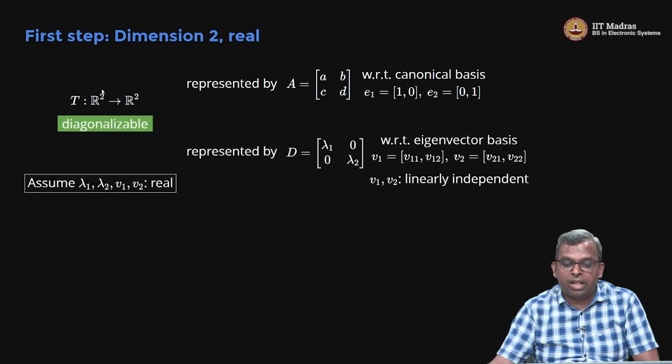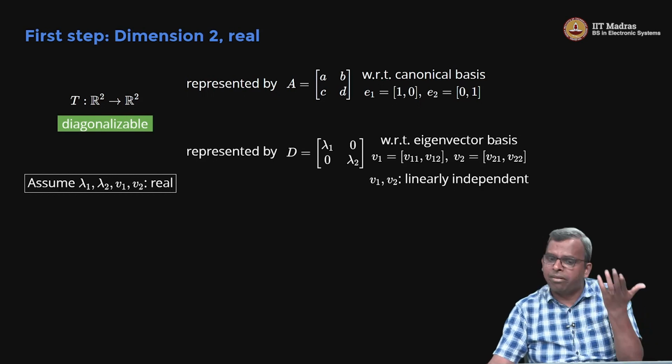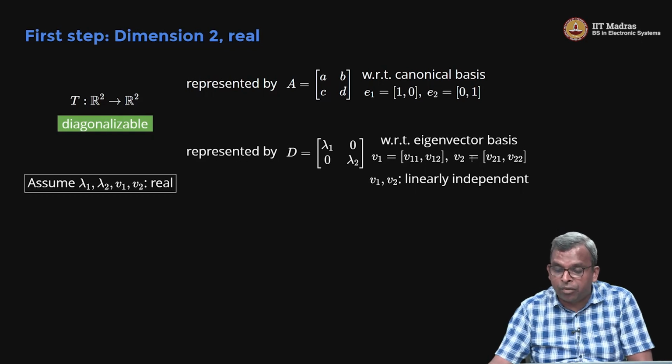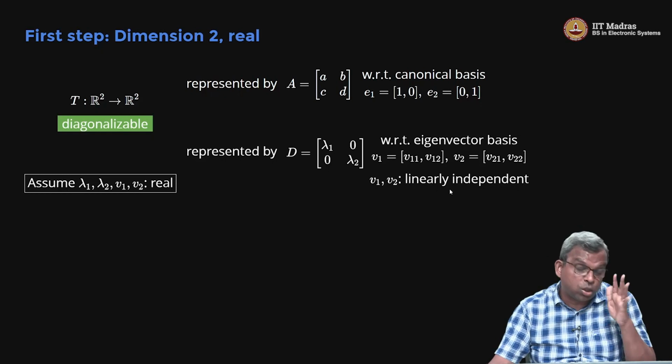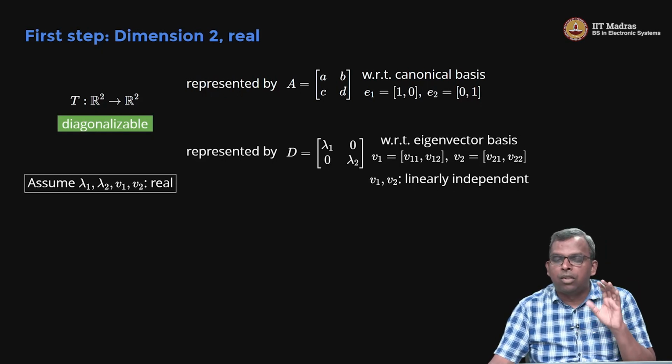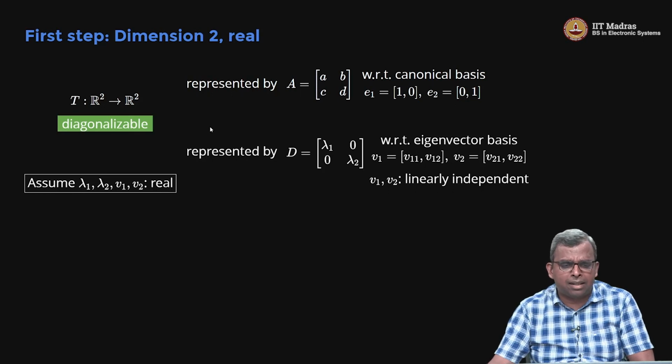Okay, so which means what? If T is diagonalizable, it's represented by the diagonal matrix lambda 1, lambda 2 with respect to some eigenvector basis, right? So V1 is an eigenvector, V2 is an eigenvector, V1, V2 are linearly independent. I don't know anything about orthonormality, right? I only know V1, V2 are linearly independent. They are both eigenvectors. V1 is an eigenvector with eigenvalue lambda 1, V2 is an eigenvector with eigenvalue lambda 2. So, in the basis V1, V2, the operator T is represented by a diagonal matrix D with lambda 1, lambda 2 on the diagonal. Okay. So, we will assume T is diagonalizable.